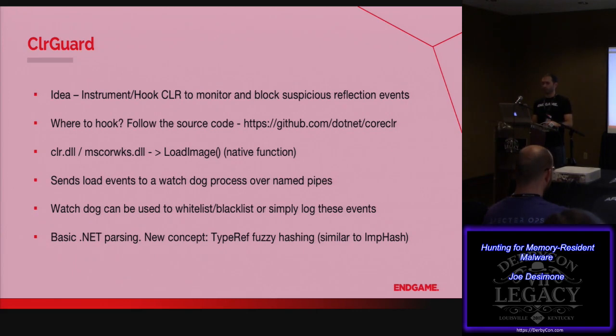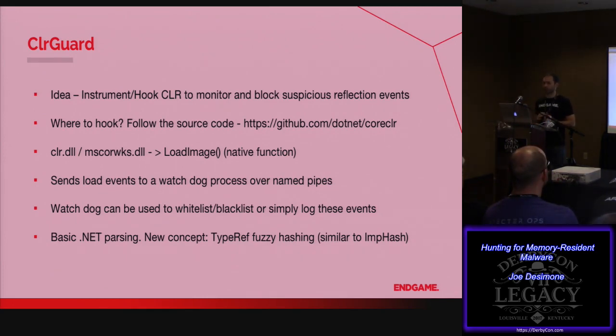Then when these are called, it'll send this over a named pipe to a watchdog process, and the watchdog process can look at that whole module as it's being loaded and decide, hey, do I want to allow this to happen, or do I want to block this action? Right now there's a very simple whitelist. You can't whitelist off of hashes, because every time you're loading something, it's going to be a different hash.